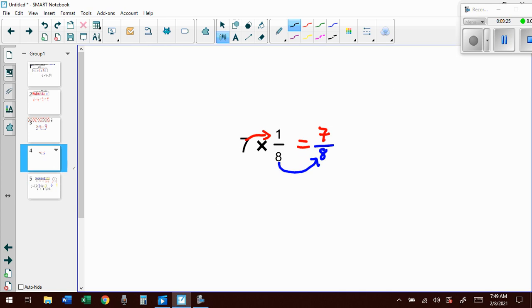So in short, this is what you should be taking away from today. A whole number times a unit fraction is the whole number times the numerator, and your denominator stays the same. Excellent.